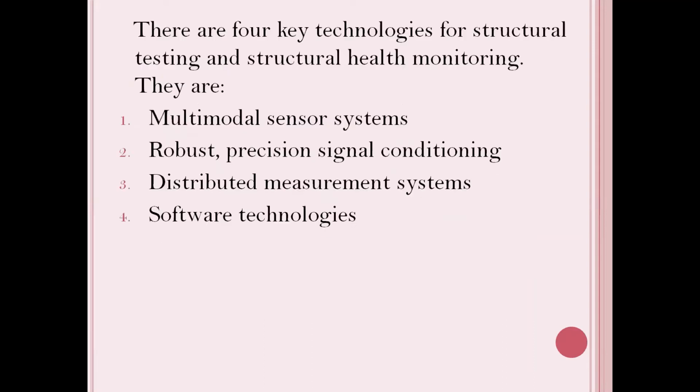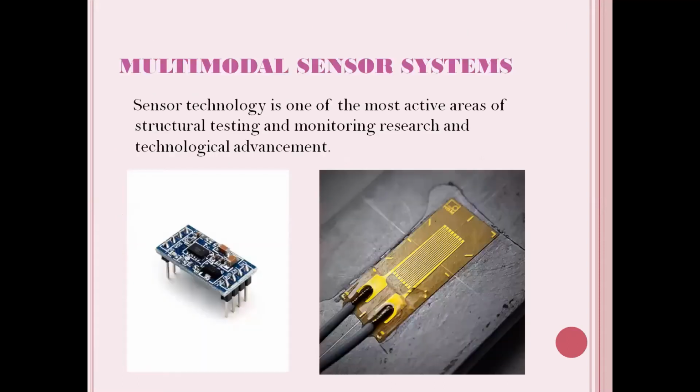There are four key technologies for structural testing and structural health monitoring. They are: first, multimodal sensor system; next, robust precision signal conditioning; third, distributed measurement systems; and fourth, software technologies. So let's see what these four are. First of all, multimodal sensor system.